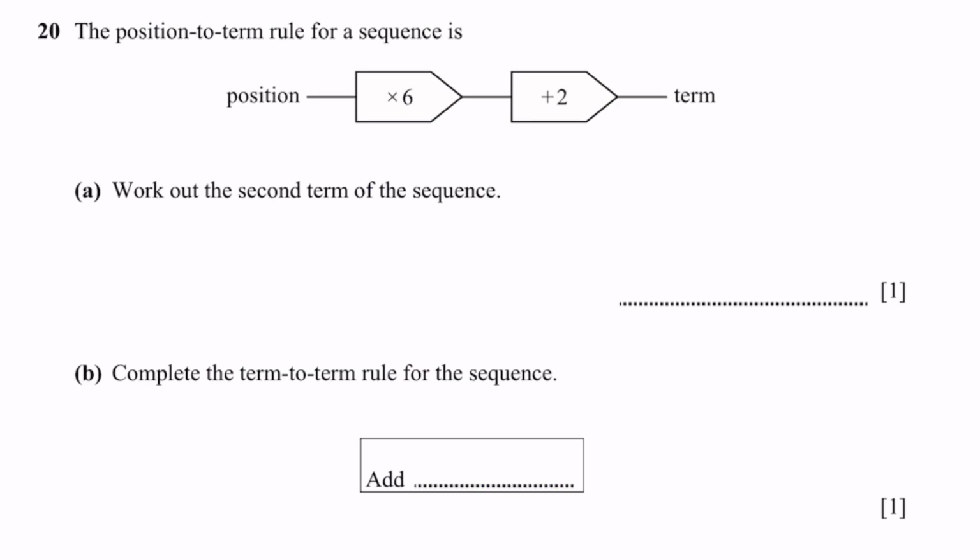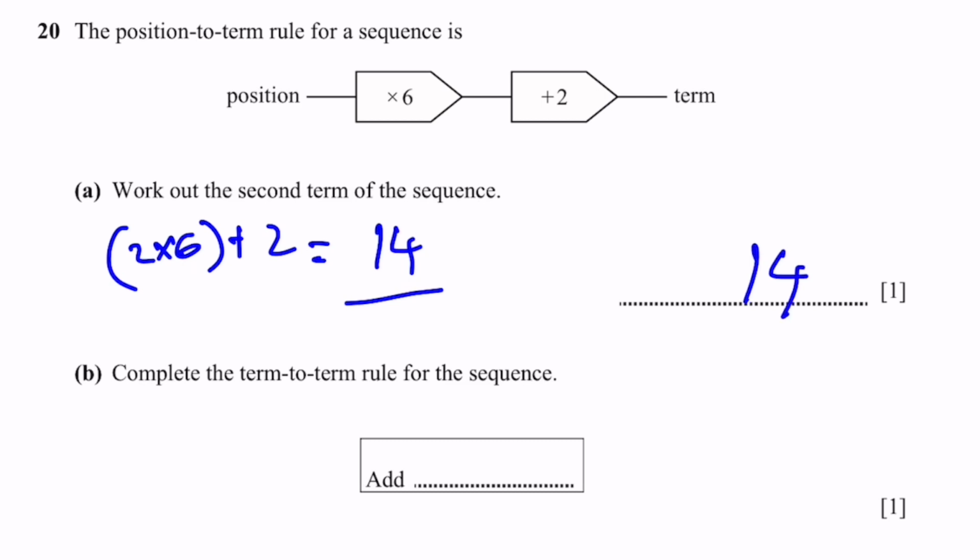Question 20. The position to term rule for a sequence is position times 6 plus 2. A. Work out the second term of the sequence. Position is 2. 2 times 6 plus 2 is equal to 12 plus 2, which is 14. That's the answer. B. Complete the term to term rule for the sequence.